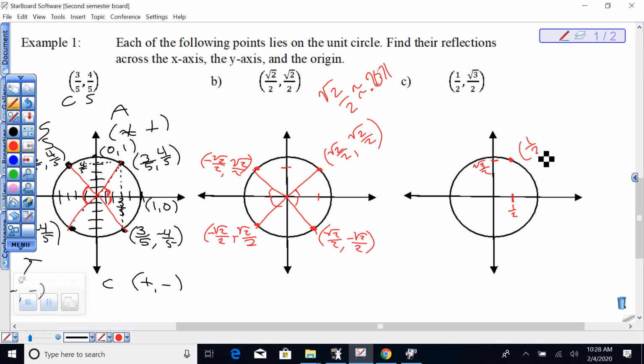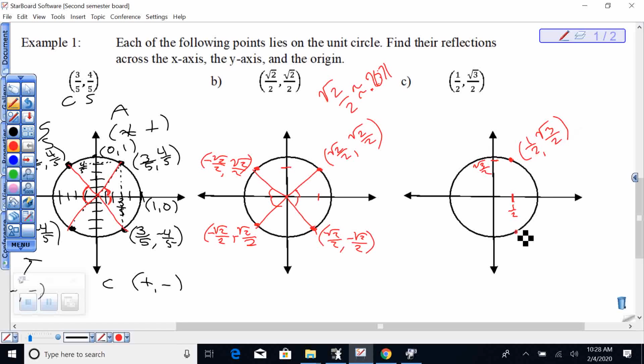Can anybody tell me what angle that is? 60 degrees, or in radians? 180 divided by 6 is 60, right? What's pi divided? No, sorry. 180 divided by 60 is 3, right? So pi divided by 3 is pi over 3, pi thirds. Okay, so that's pi over 3.